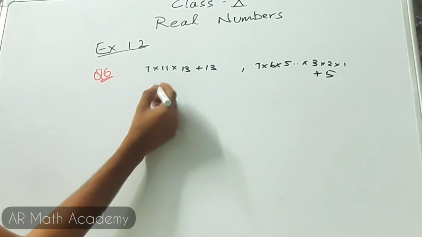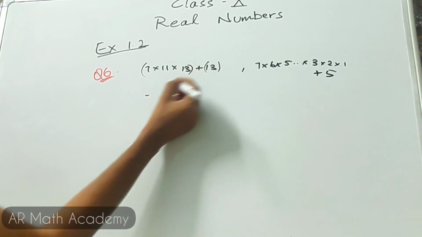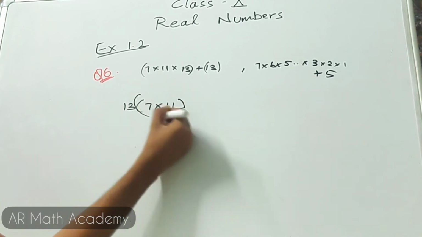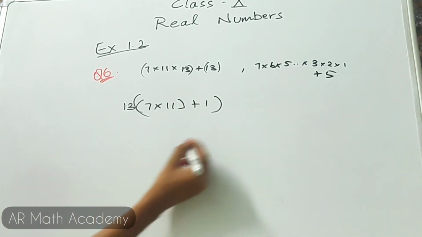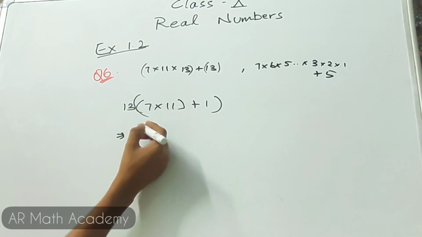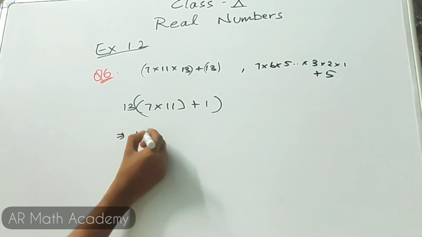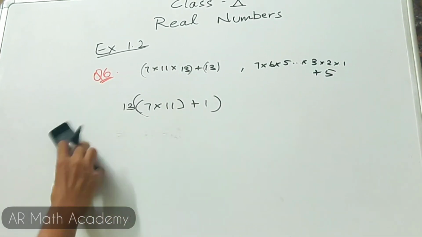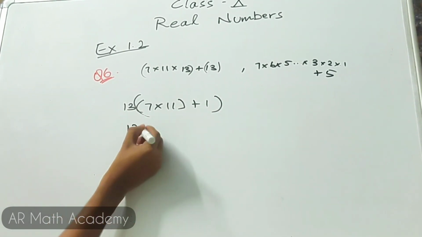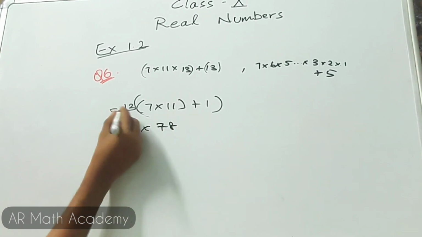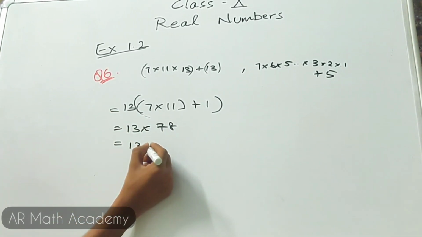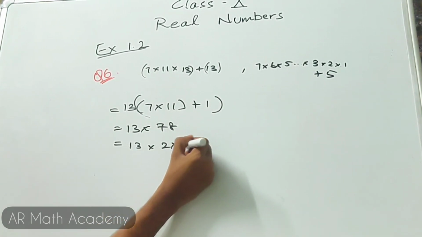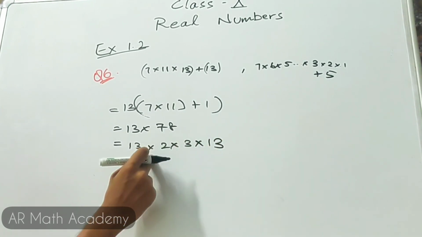So 13 is common in these two terms. We can take 13 common outside. So 13 times 7 times 11 plus 1. And over here 7 times 11 is 77, 77 plus 1 is 78. So 13 times 78. Now again, 78 can be written as 2 times 39, that is 2 times 3 times 13, since 13 into 6 is 78.